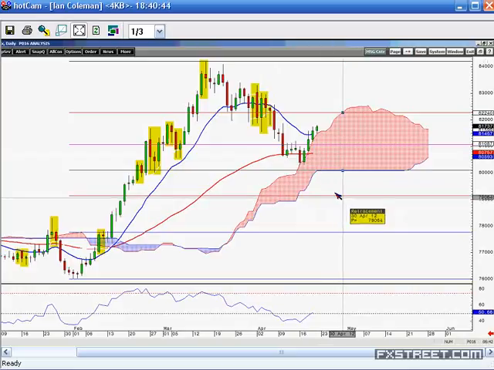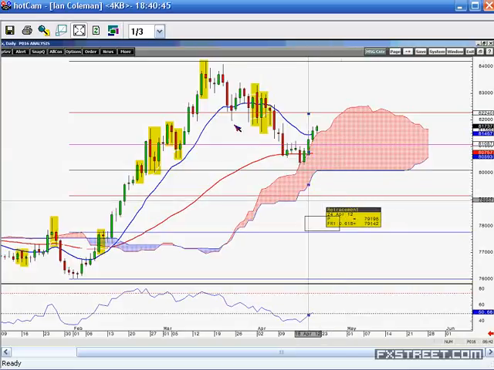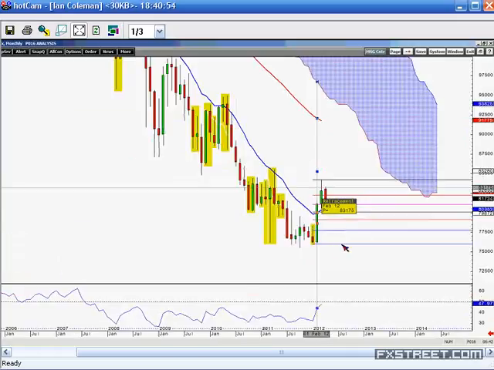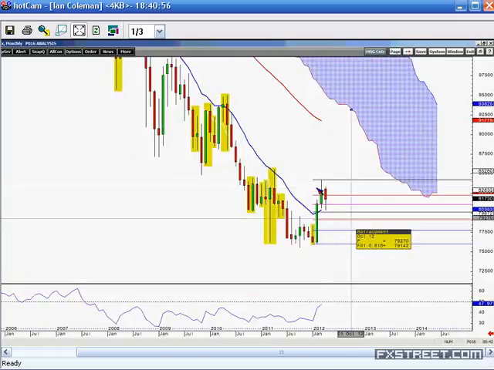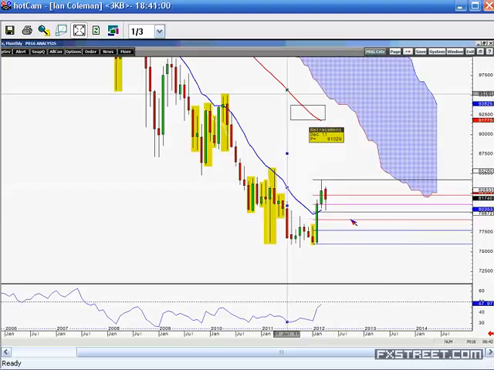Okay, it's reached 38.2, but it hasn't reached 50 or 61.8, which are the prime areas, especially in the first wave pattern. Okay, so going back to the monthly, strong move up. We haven't really seen a corrective cycle down as yet.